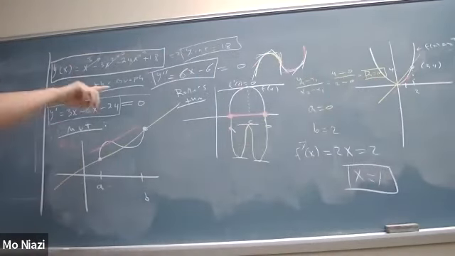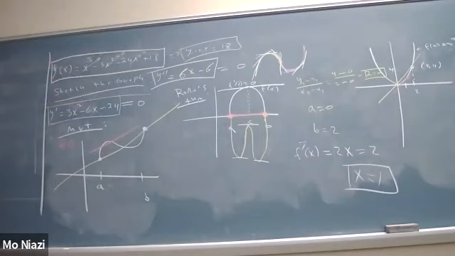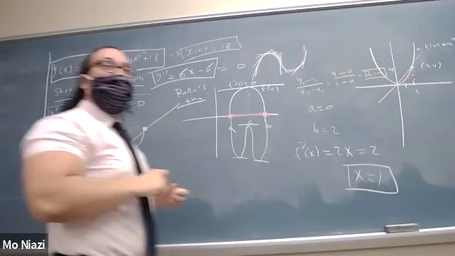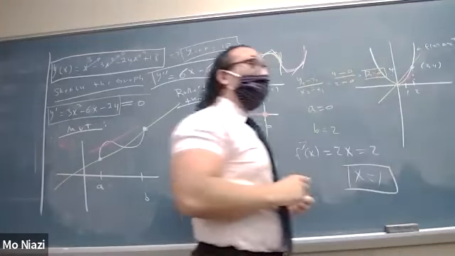The mean value theorem says that at x equals 1, the slope is the same as the slope between those two points. And you can visually see that it's true, can't you? Isn't that cool? Man, that's really awesome.